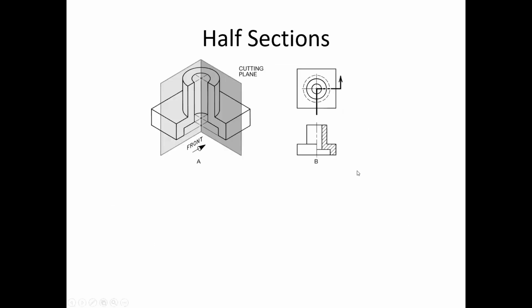So, half sections, we're talking about halves. A quarter of the part is actually removed when it's a half section, and only half of the drawing view is shown in section. Notice there are no hidden lines in that part. That's still normal. We still don't show hidden lines.